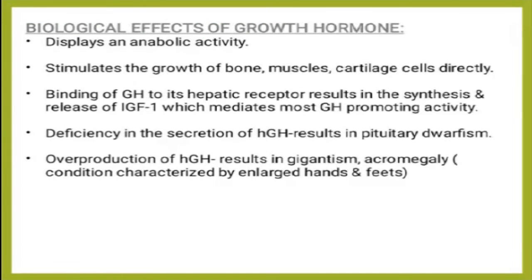Biological effect of growth hormone. They display an anabolic activity. They stimulate the growth of bone, muscle, and cartilage cells directly. The binding of growth hormone to its hepatic receptor results in the synthesis and release of IGF-1, which mediates most of the growth promoting activity. As I said earlier, deficiency in the secretion of human growth hormone results in pituitary dwarfism. Overproduction of human growth hormone results in gigantism and acromegaly, a condition characterized by enlarged hands and feet.